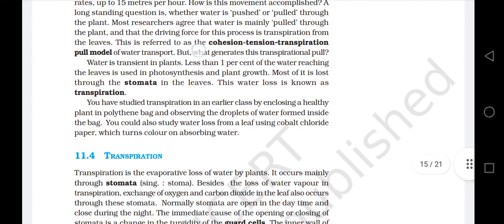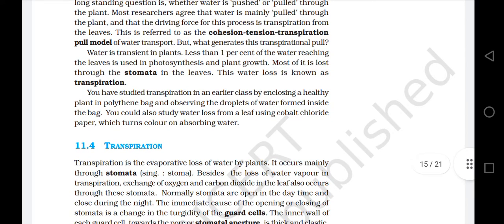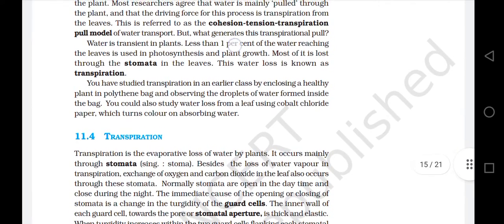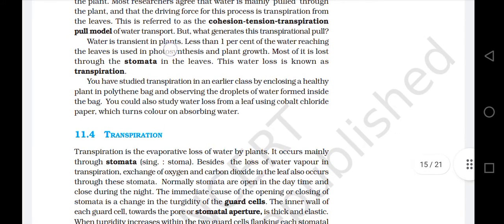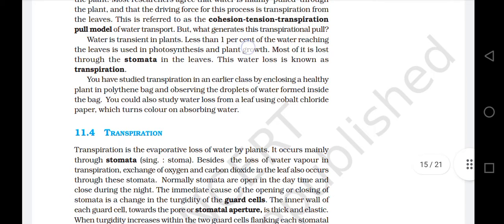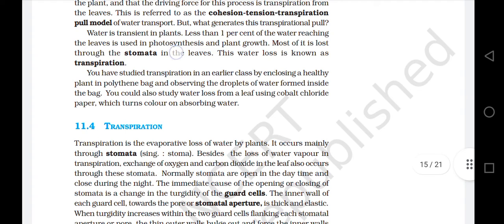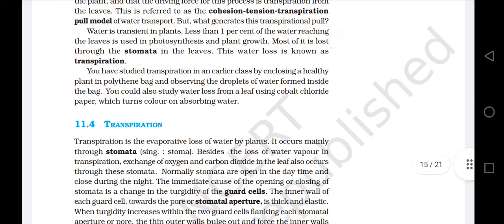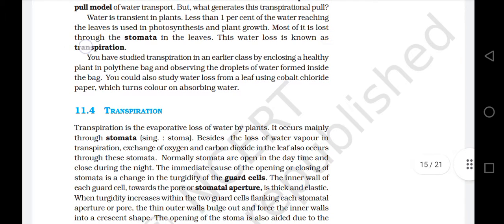But what generates this transpiration pull? Water is transient in plants. Less than 1% of the water reaching the leaves is used in photosynthesis and plant growth. Most of it is lost through the stomata in the leaves. This water loss is known as transpiration.